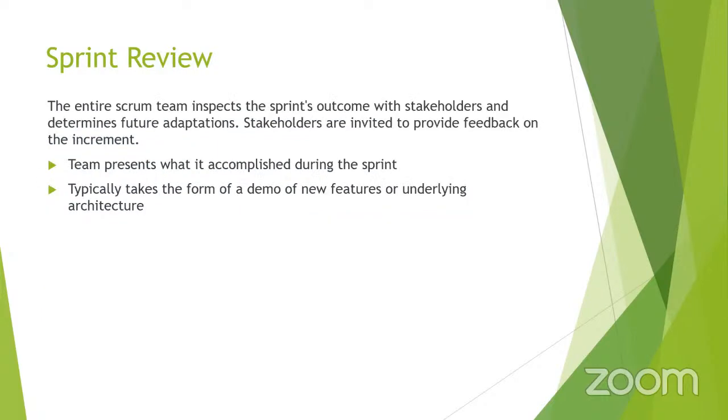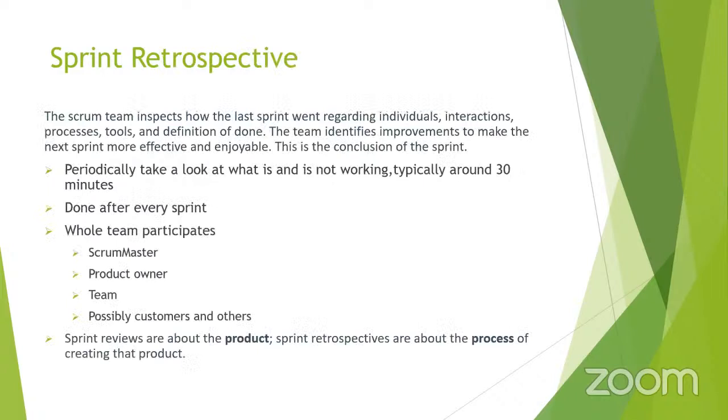And the second one is the sprint review. The entire Scrum team inspects the sprint outcomes, and they will discuss it with the stakeholders. The team tells us what is done during the sprint, and it takes a demo. You just give a demo of the working pieces and the new features that are coming. So the customers will think, okay, the work is being done, and they will be happy to see the progress.